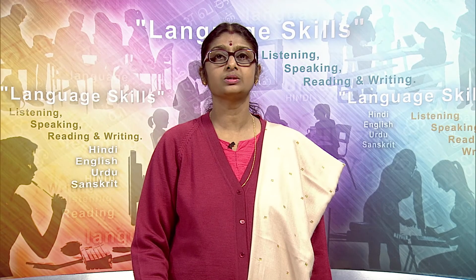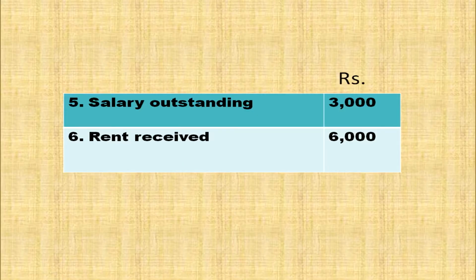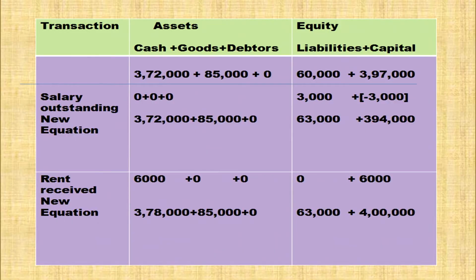4,57,000. Salary outstanding, another transaction. Rent received, also another transaction. Salary outstanding is a liability. So that will be added with the liability. 3,000 added with the liability. It is reducing the capital, so it is deducted from the capital. After that, you have to write the new accounting equation. Cash 3,72,000 plus goods 85,000 equals liability 63,000 plus capital 3,94,000. Here also the accounting equation is satisfied.